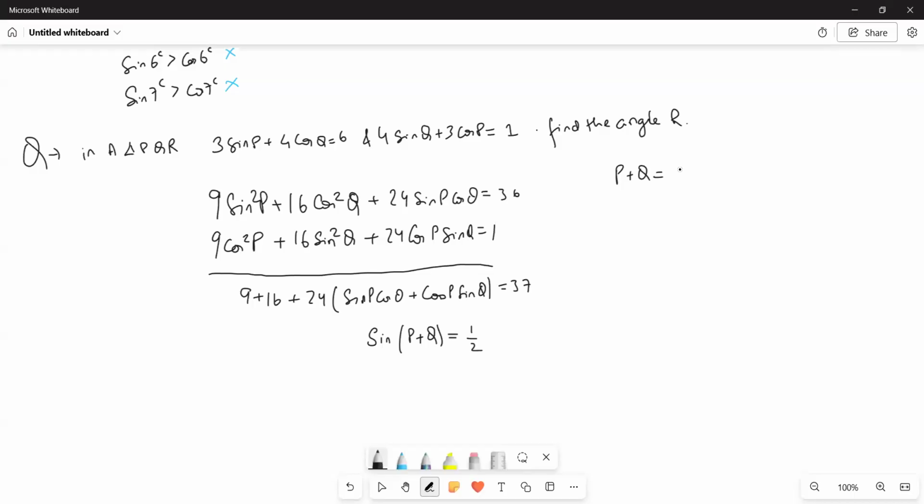0 to 180. Right angle triangle नहीं है. It's just a general triangle. So which means P plus Q can be 30 degrees or 150 degrees. दोनों possible है, not just 30 degrees. Is everyone okay with this? Yes sir, first quadrant, second quadrant. साइन पॉजिटिव है, साइन इज पॉजिटिव इन द फर्स्ट क्वाड्रेंट एंड द सेकंड क्वाड्रेंट, तो दो आंसर्स निकलेगा.